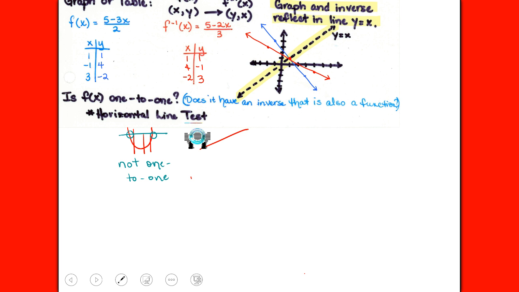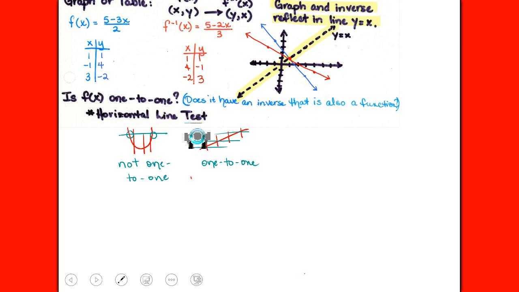Okay? So this one was a function. It passed the vertical line test, but it did not also pass the horizontal, so it's not one-to-one. All right, look at the next one. For the next one, does it pass the vertical line test? Yes, so it is a function. Does it also pass the horizontal line test? Yes, so that means its inverse is also a function. Therefore, it is one-to-one. Because it passed the horizontal and the vertical line test, that means it and its inverse are both functions.